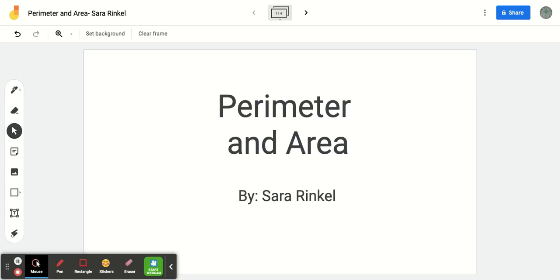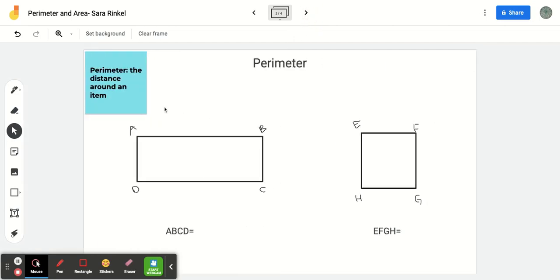Hi, I'm Sarah, and today I'm going to be talking about perimeter and area to help you move forward in geometry. To start off, let's look at the definition of perimeter.